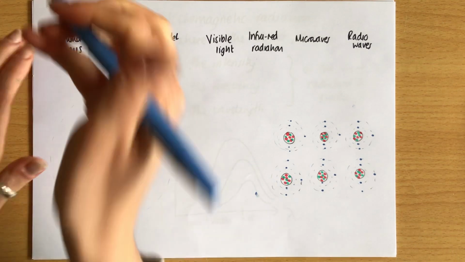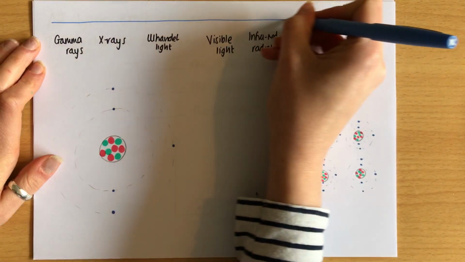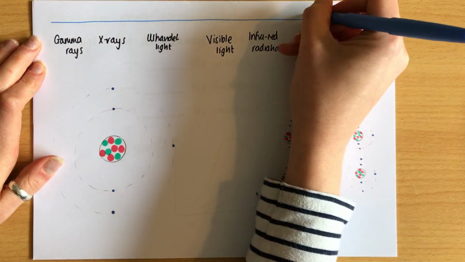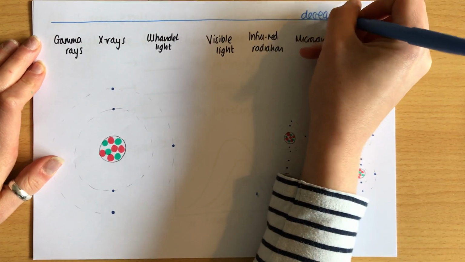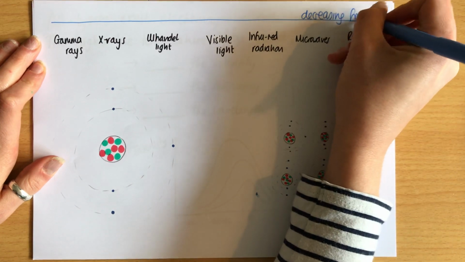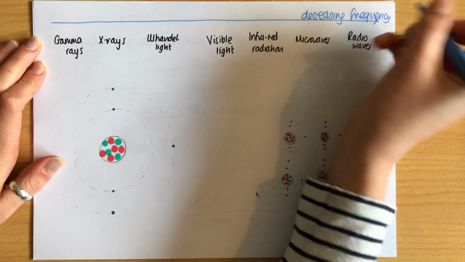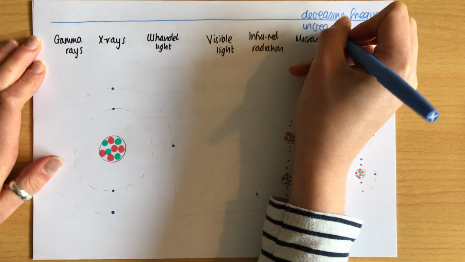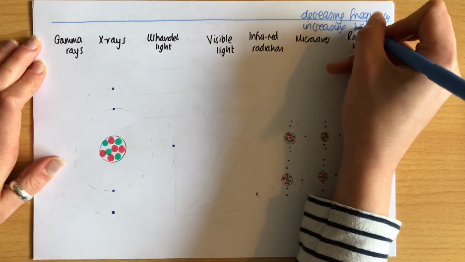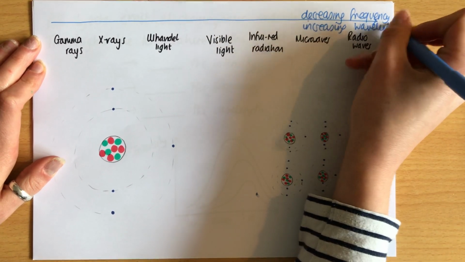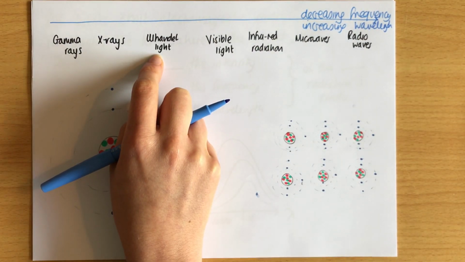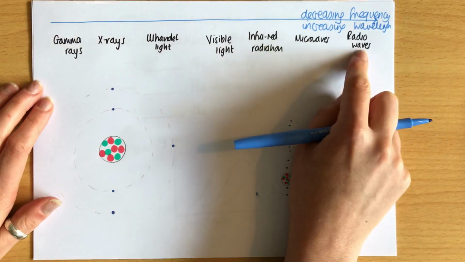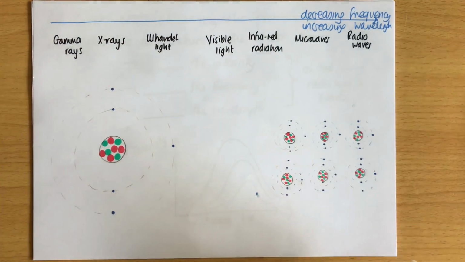And if I'm looking at it in this order, as I travel along this way, what I'm doing is I am decreasing frequency, and I'm increasing wavelength. So gamma, X-ray and UV have got the shortest wavelengths and they've got the highest frequencies, whereas radio waves and microwaves have got the longest wavelengths and they've got the lowest frequencies.